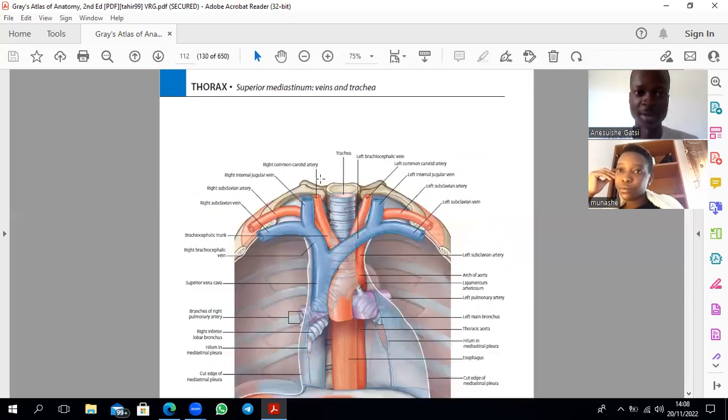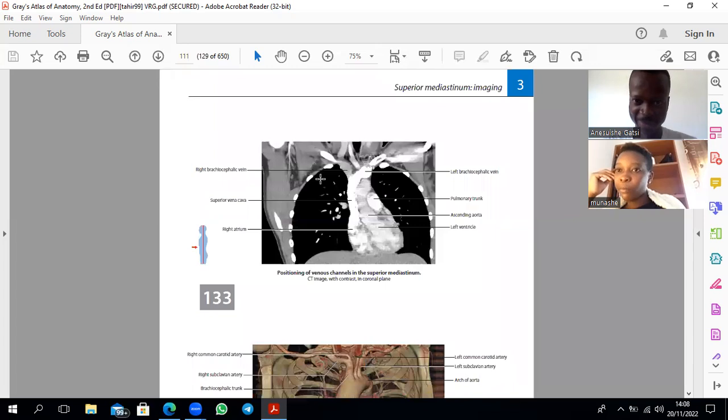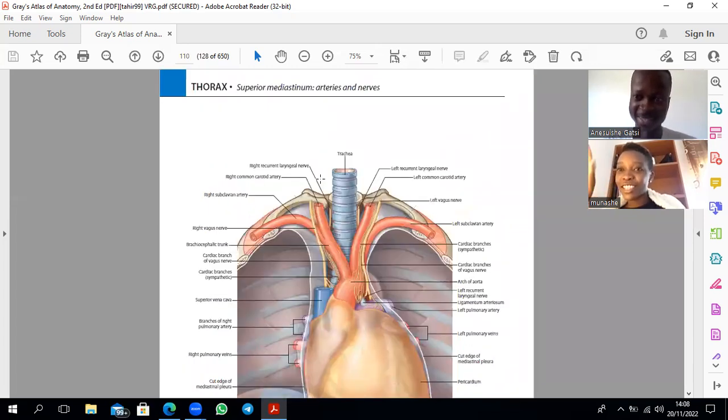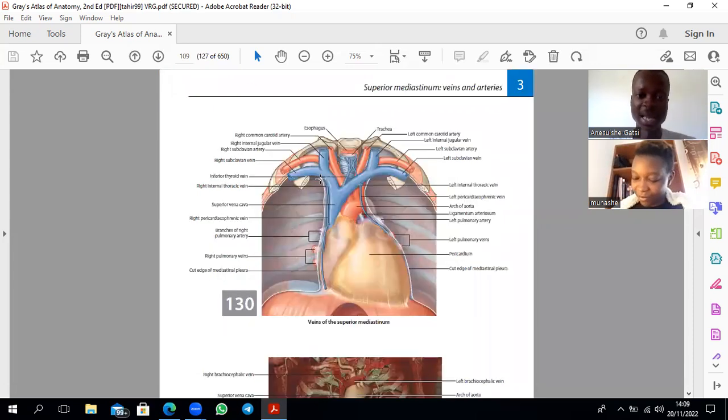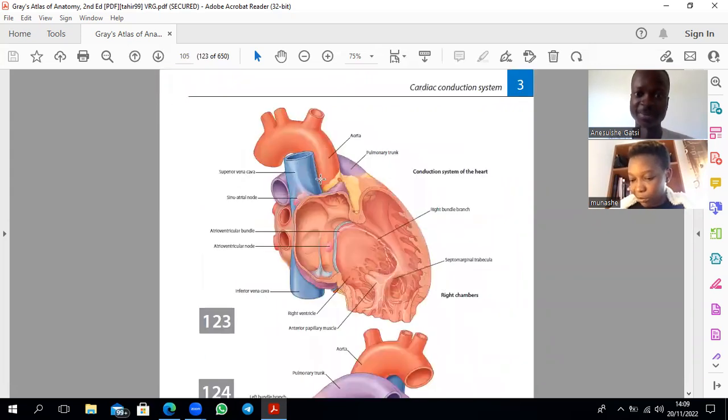Does the ascending aorta give you any branches? No. Actually, it gives you the most. That's where we get the vascularization of the heart. Right. So that's where you get the right coronary artery and left coronary artery. But they come from specific parts, right?